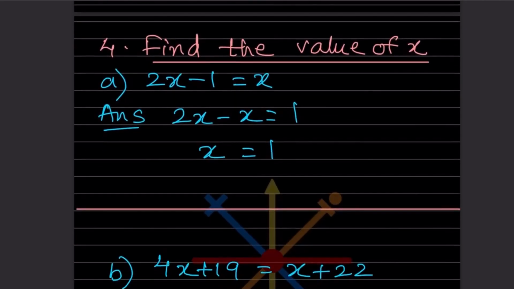Now find the value of x. So 2x minus 1 is x. Now 2x here, this minus here will be minus and this minus 1 becomes plus. So here means when we are subtracting, this is actually 1 over here. So 2 minus 1 will be 1. Isn't it? This is 1. So x is 1. Hope you got it.